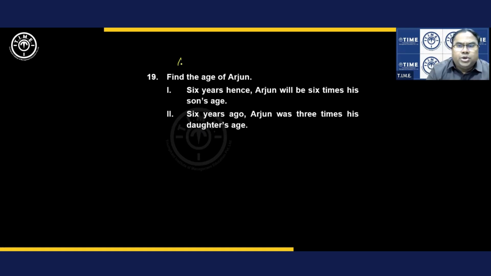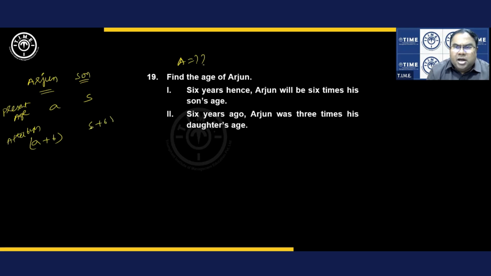What is the age of Arjun? Okay, A value, how much? Arjun and his son, present age. Arjun you take as A, son you take as S. 6 years hence, Arjun will be A plus 6, son will be S plus 6. Arjun will be 6 times his son's age. A plus 6 is 6 into (S plus 6). A minus 6S is equal to 36 minus 6, 30. Okay, first equation. I cannot answer.